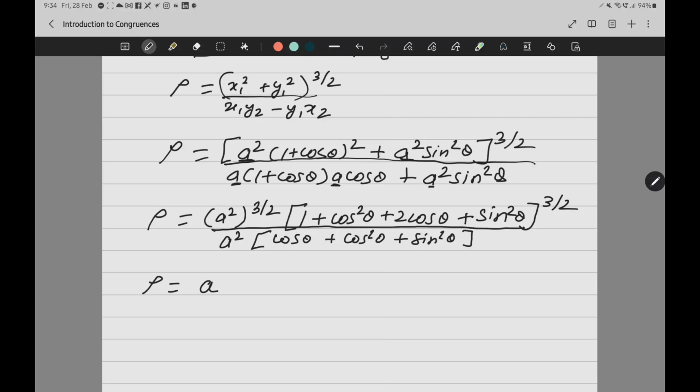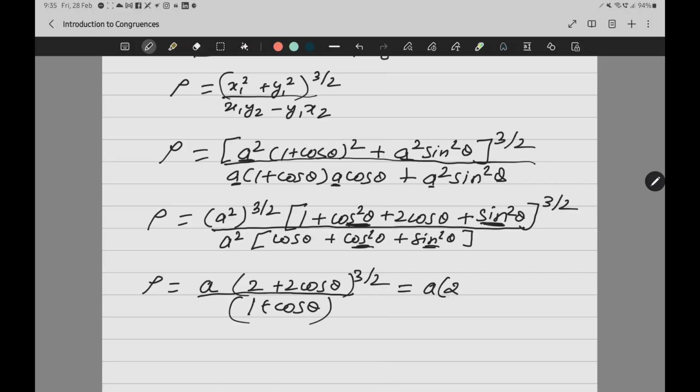Inside this bracket, we know that cos square theta plus sine square theta is 1. Now this one and this one will become 2. So 2 plus 2 cos theta. And in the denominator, cos square plus sine square is 1, so 1 plus cos theta. Right? Now observe carefully, here 2 is common.